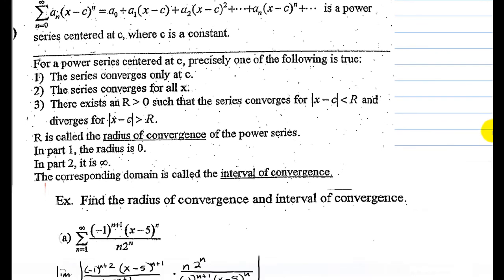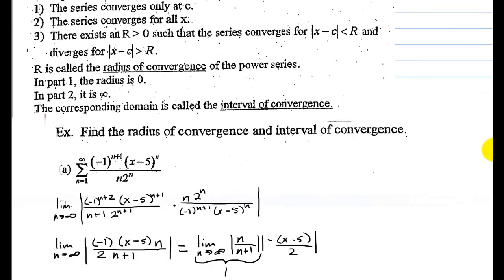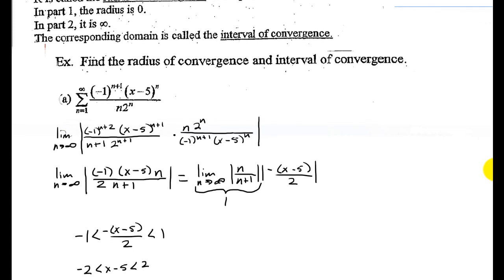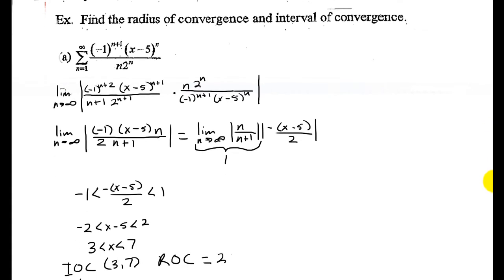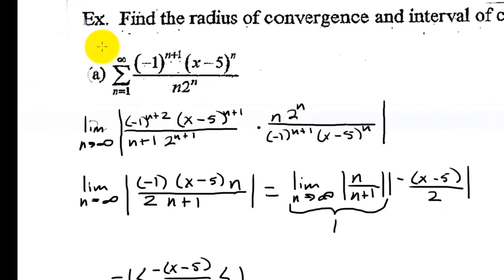Find the radius of convergence and interval of convergence. Well, we have a series here, but now it involves x, and the ones before that only involved n. So we do the exact same thing. We take the limit as n approaches infinity of negative 1 to the n plus 2, x minus 5 to the n plus 1, over n plus 1 and 2 to the n plus 1. Then we're going to multiply by the reciprocal of this, so we have n times 2 to the n, over negative 1 to the n plus 1, x minus 5 to the n.